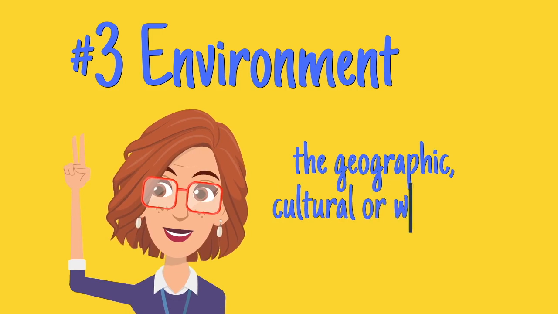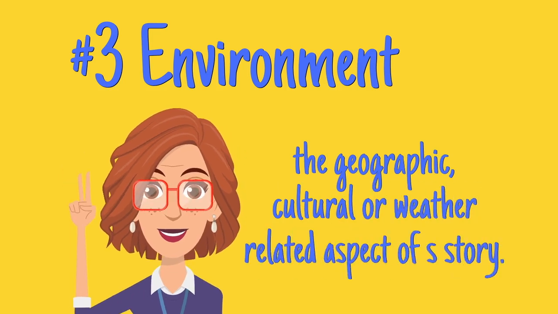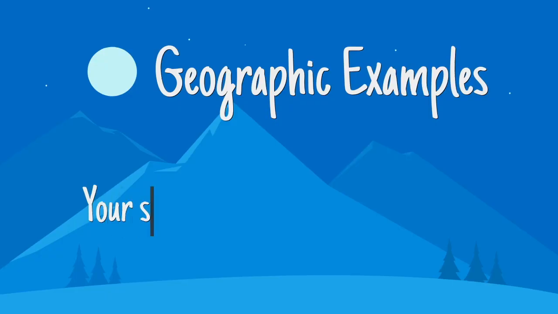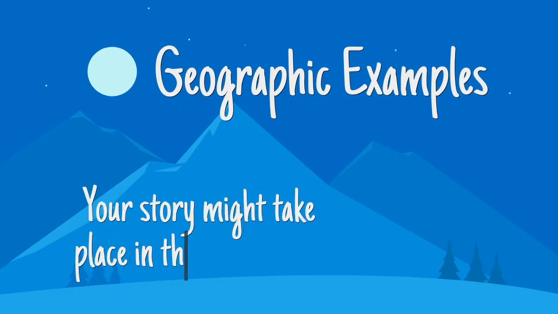And the third element of setting is environment. That is the geographic, cultural, or weather-related elements of your story. An example of a geographical element of setting is that your story could take place on the beach. Your story also might take place in the mountains.